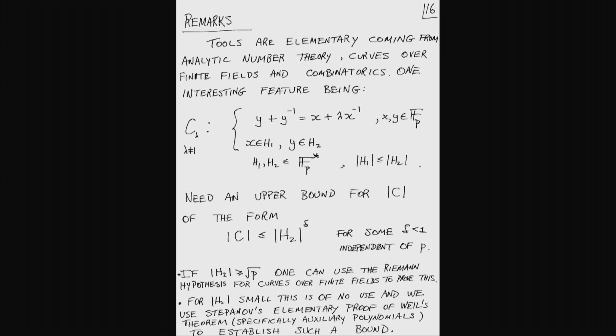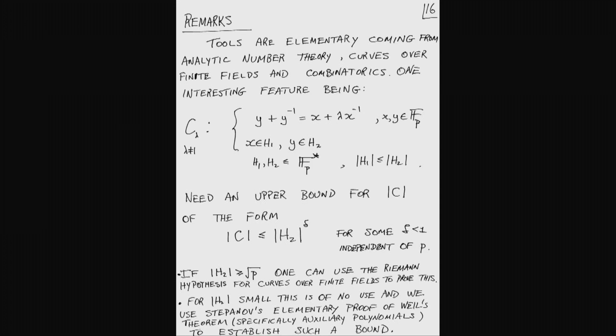Their sizes will depend on p minus 1. Suppose the size of H1 is less than the size of H2. And I want to give an upper bound for the number of solutions to this equation in x and y. Well, the trivial upper bound is if I have H2, there are at most H2 solutions for y, and then for x there's at most 2 solutions. So it's basically H2, the bigger one.